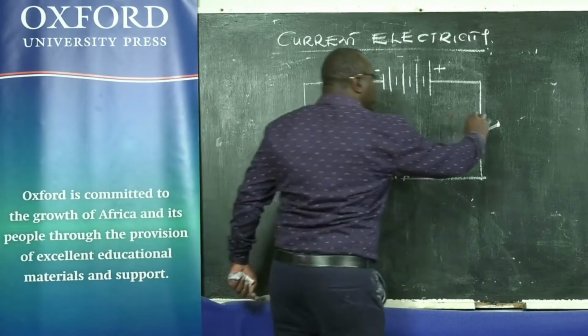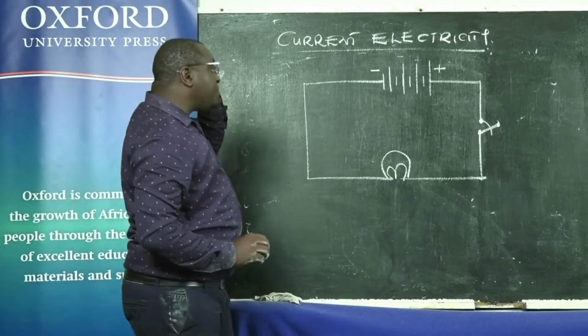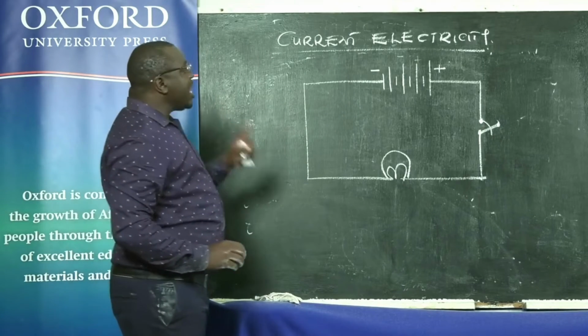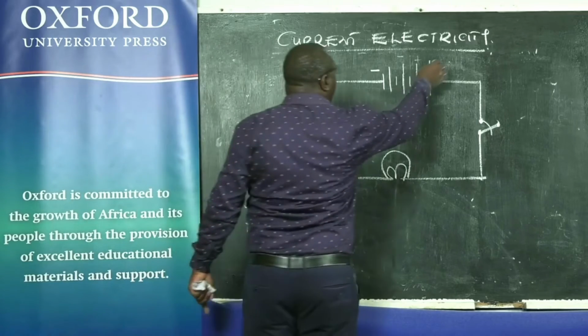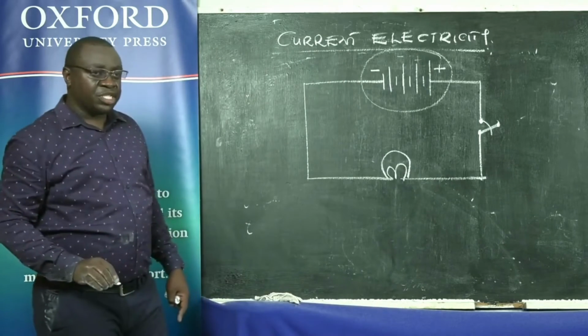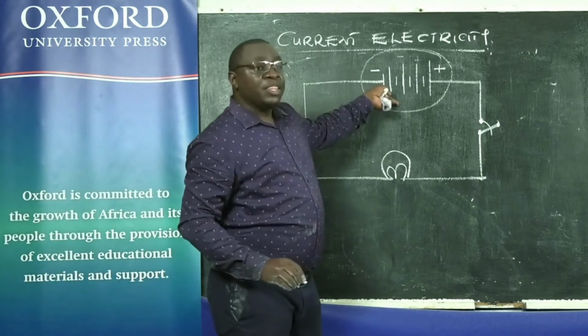The moment we close this switch, what is going to happen is we are going to have a flow of charges. Now, where are the charges coming from? The charges are coming from the power source. This is the powerhouse or the engine of this particular circuit. Whatever is happening in this circuit is coming from the battery.